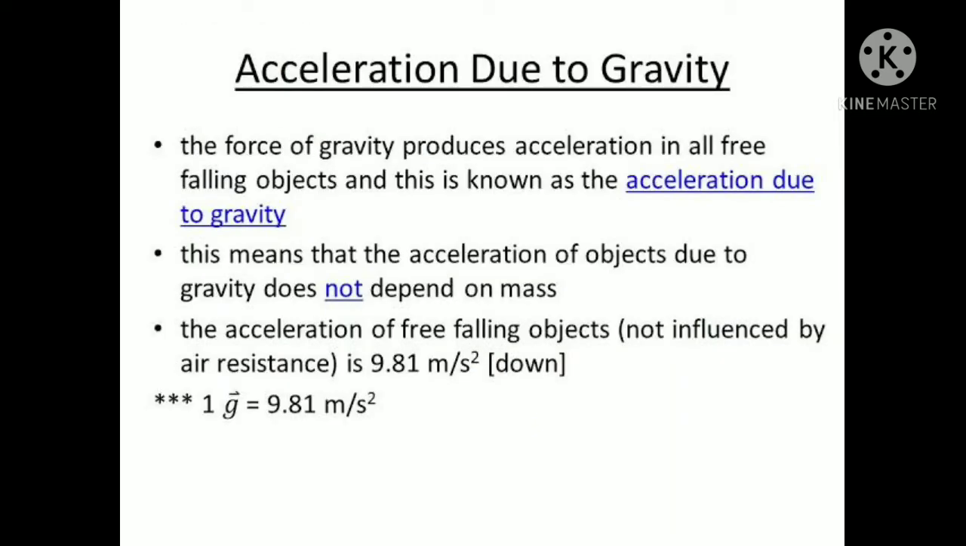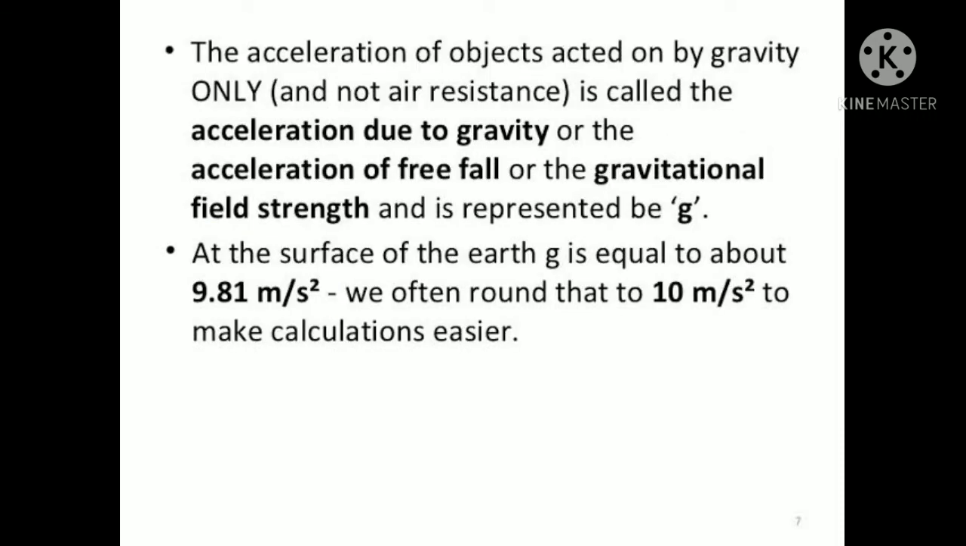The force of gravity produces acceleration in all free falling objects. This is the acceleration due to gravity. This means that the acceleration of objects due to gravity does not depend on the mass. Mass is not dependent here. And here the acceleration of the falling objects is 9.81 meter per second square, which is denoted by small g. Okay. The acceleration of objects acted on by gravity only is called the acceleration due to gravity, or the acceleration of free fall, or the gravitational field strength, and is represented by g.